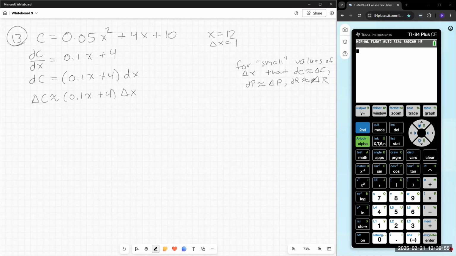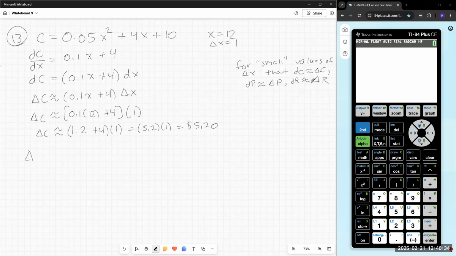So delta c is approximately 0.1 times our x value, which was 12, plus 4. We want to multiply by a delta x of 1 for this problem. So delta c is about 1.2 plus 4 times 1, which is 5.2 times 1, giving me $5.20 for my approximation of delta c.